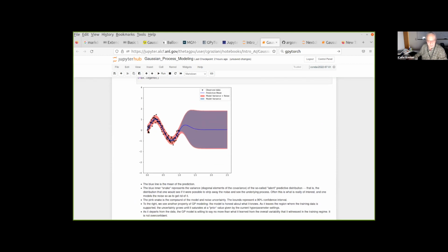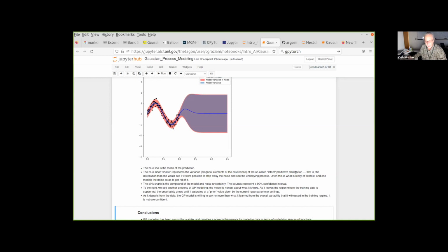What you can see is that here's the train. It updated the hyperparameters from the original ones to updated ones, and then it trained a mean, which is this blue curve, and you see that it goes through the data, and then it settles back onto basically zero, which is the prior value. That's the mean of the prediction. Then there's this inner snake, this blue shaded area over here. You can barely see it. It represents the variance of the latent predictive distribution. What that means is what you would see if it were possible to strip away the noise and see the underlying process. Often that's what you really want in a Gaussian process model: you model both the model and the data and the noise so that you can tear the noise away and see what it's doing underneath.